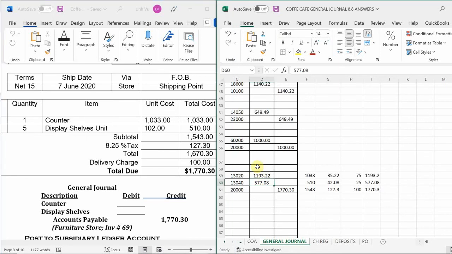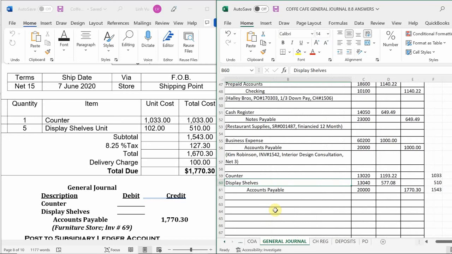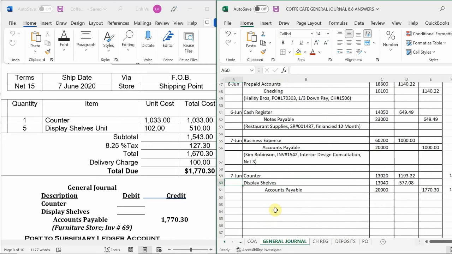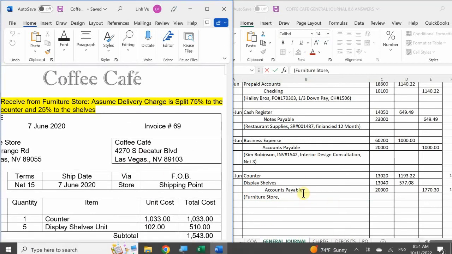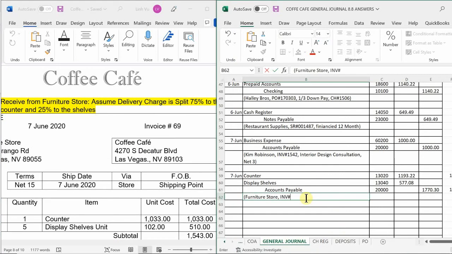All right, we can go ahead and plug our numbers into my ledger. Okay, let me go ahead and finish my description here. Who did I receive the bill from? Furniture store? Okay. What's my proof of a transaction? An invoice? Okay.